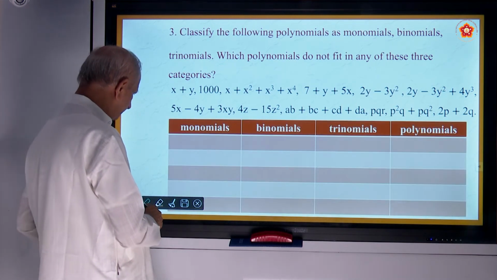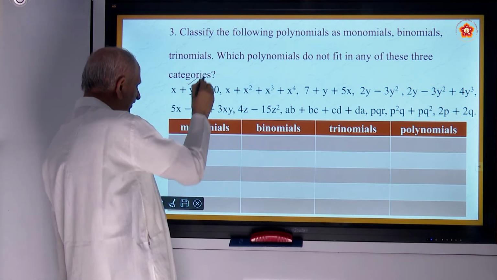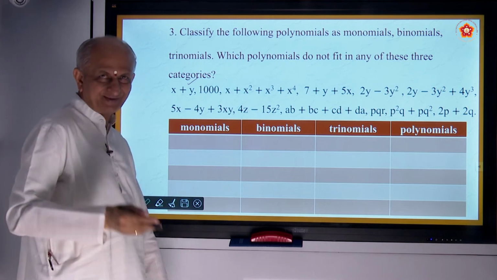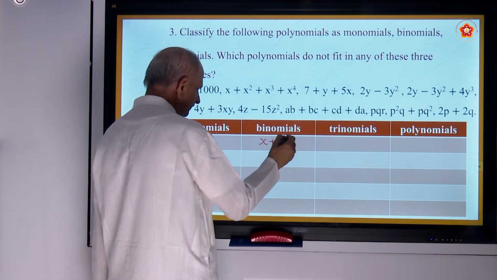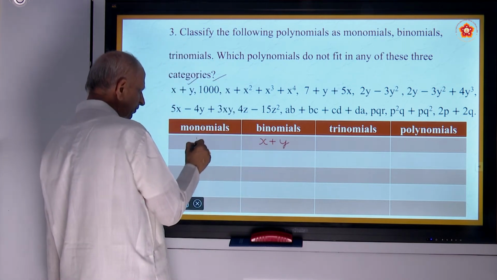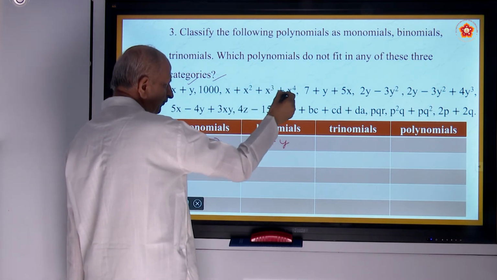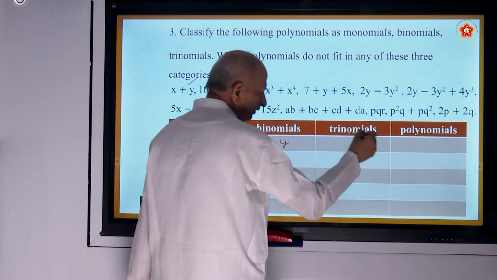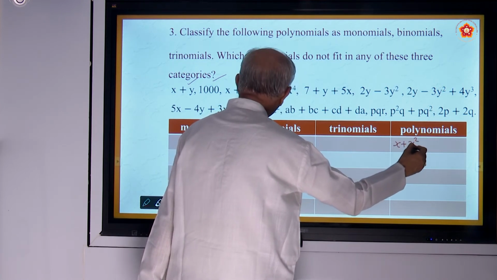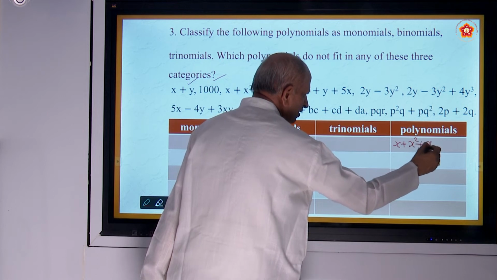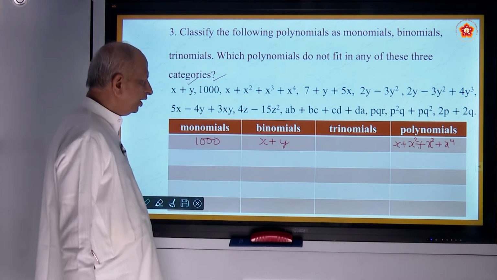So we will make columns here. First is monomial. One by one we will go. x plus y is the first one. How many terms are there? Two terms, correct? We will write it here. The second one, 1000, is a monomial. Then you have 1, 2, 3, 4. So it is a polynomial, not belonging to this group. x plus x squared, then x cube, then x to the power of 4. So they are polynomials, do not belong to this group.